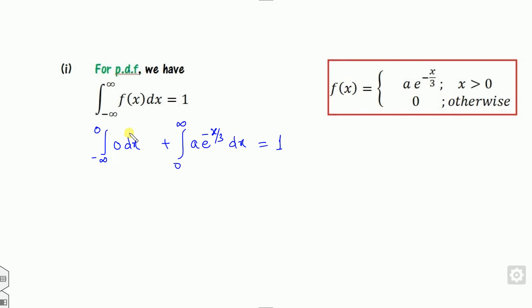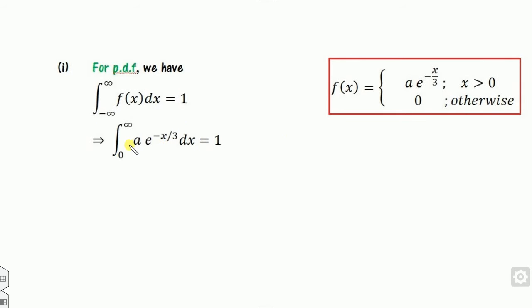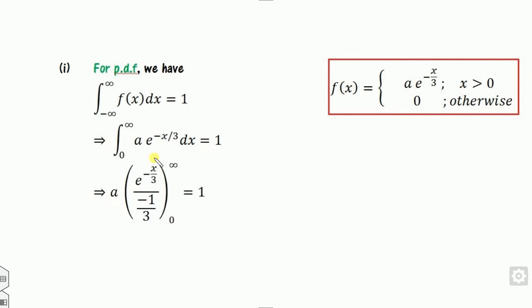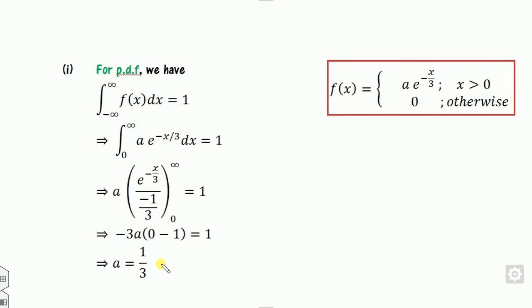Look at that, this part is 0. So the only part is 0 to infinity of this. Now take a outside, and you can take the integration. This is 1, and after solving this you will get a as 1 by 3.